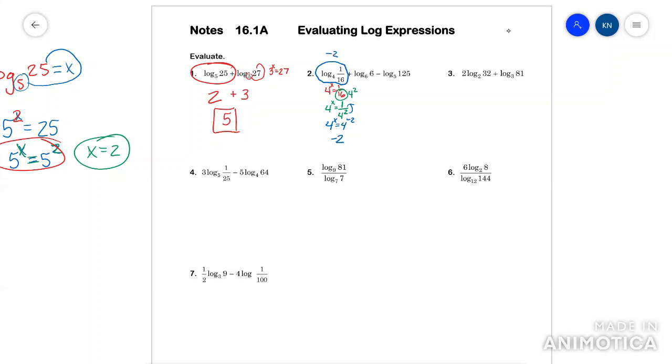All right. When you evaluate this log base 6 of 6, you go 6 to the x equals 6. Well, that's just 1. So far we have negative 2 plus 1. And then the last piece, if you snail it, is 5 to what power makes 125? Well, that's 3. So we end up with negative 2 plus 1 minus 3. That's negative 4.